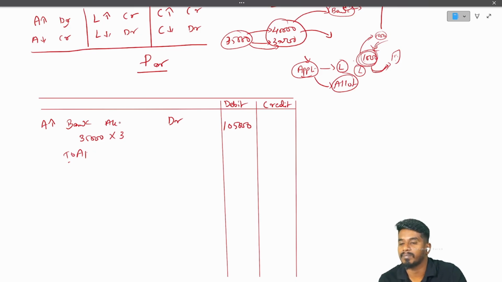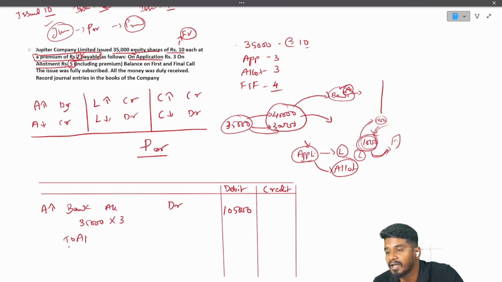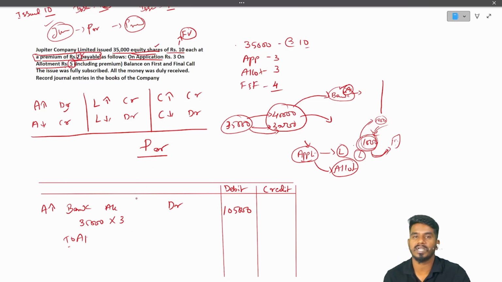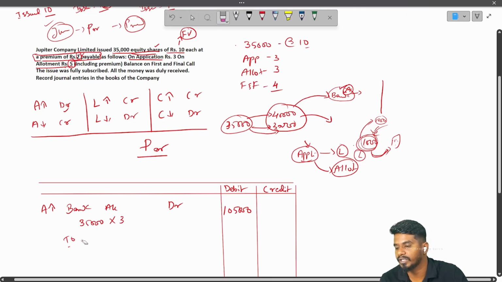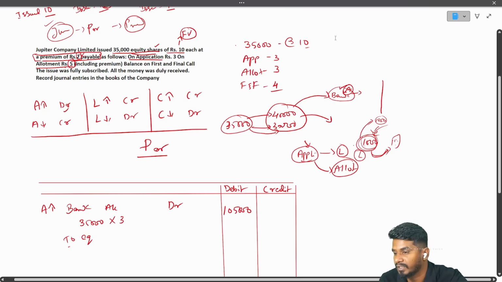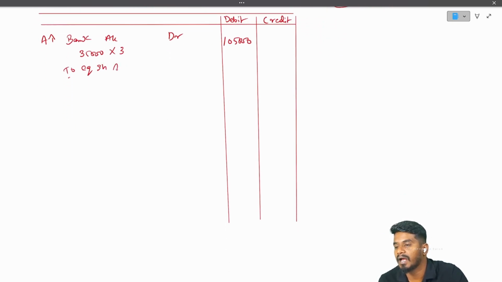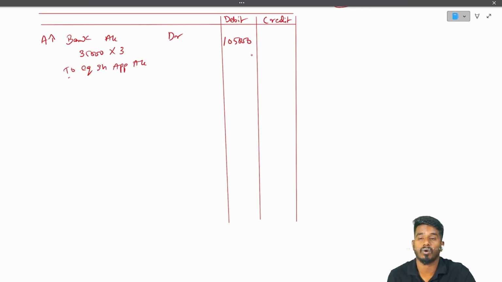Correct. So always, if we are writing on the credit side, we need to use 'To'. To equity share application. Now one thing more: if the question specifies equity share, you need to use equity share application account only. If the question specifies only shares, you can use shares. Whatever the question gives, that only you need to use, and write the full form in examinations. So equity share application account, you need to write it in full in the examination and in your copy also.